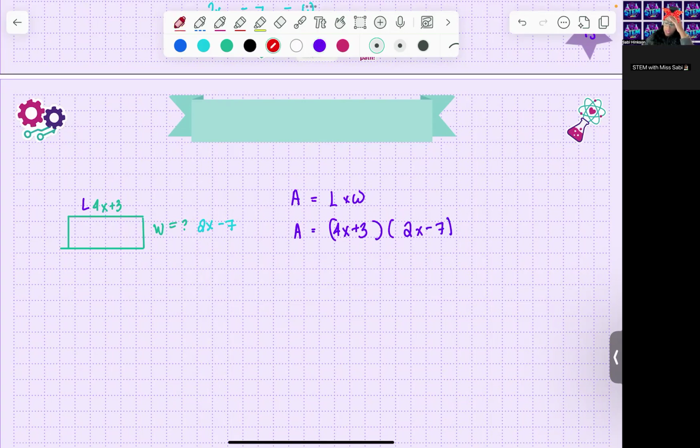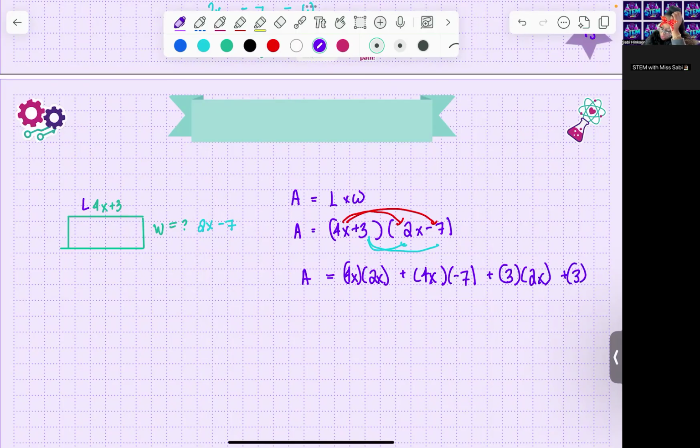And then I would apply FOIL. Okay, so I would distribute, right? So it's like a double distribution. So then I have area is equal to 4x times 2x plus 4x times negative 7 plus 3 by 2x plus 3 by negative 7. And then let's simplify that.